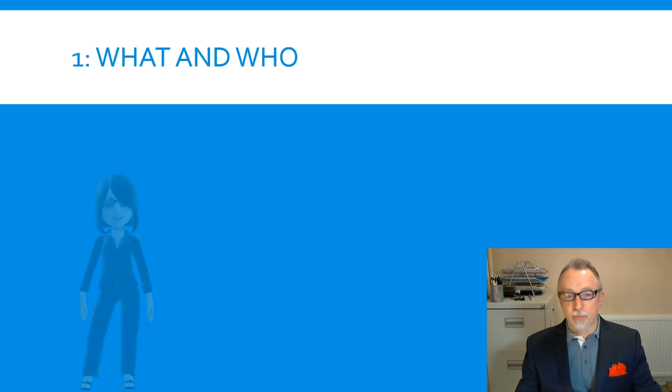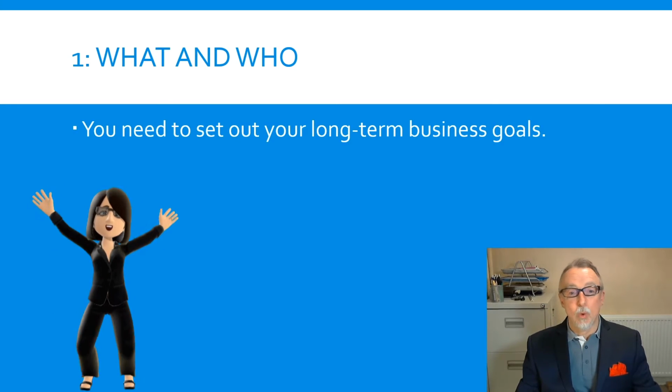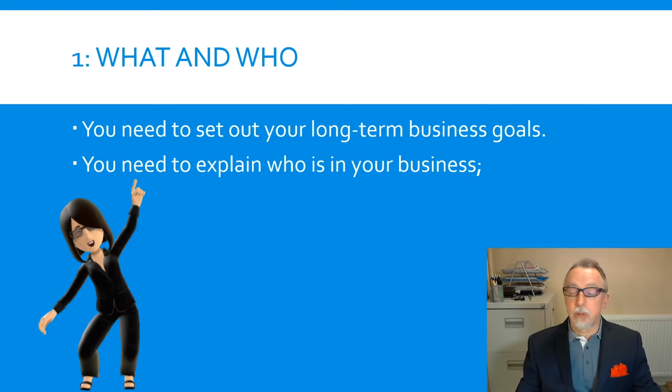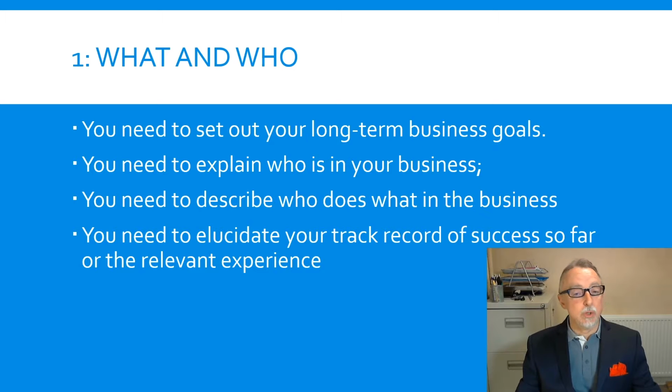So, first part then is the what and the who of your business plan, where you need to set out your long-term business goals and you need to explain who is in your business. You need to describe who does what in the business so there's a complete picture of what and who in that part of the business plan. You need to elucidate your track record of success so far, all the relevant experience.